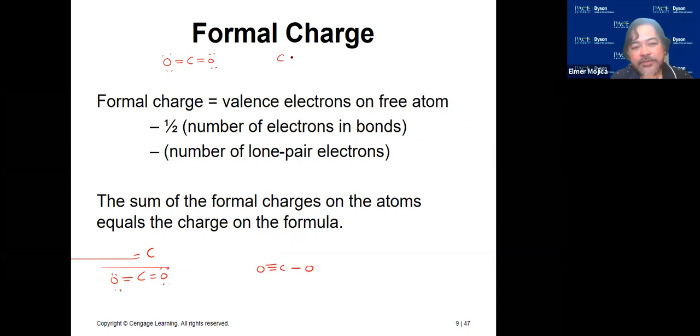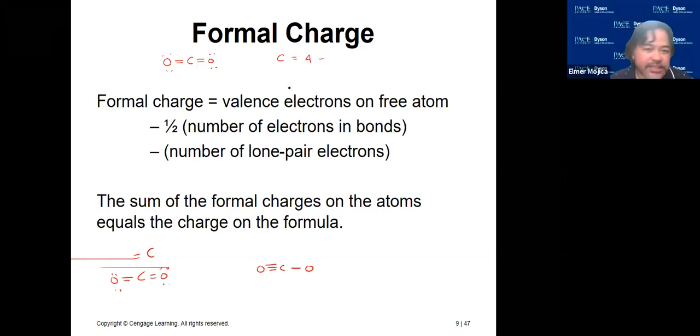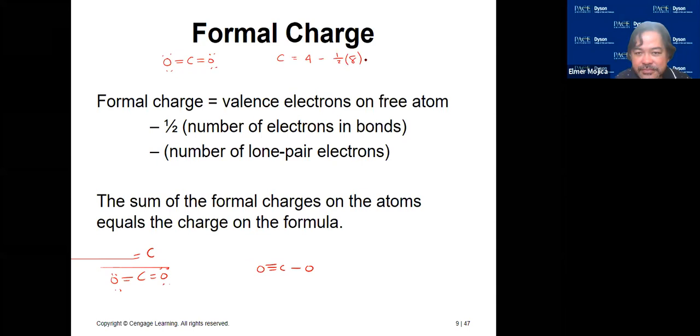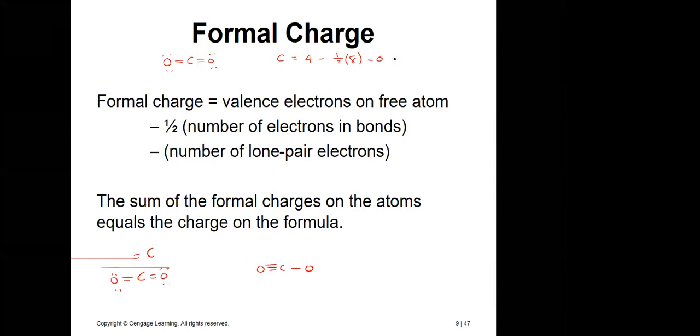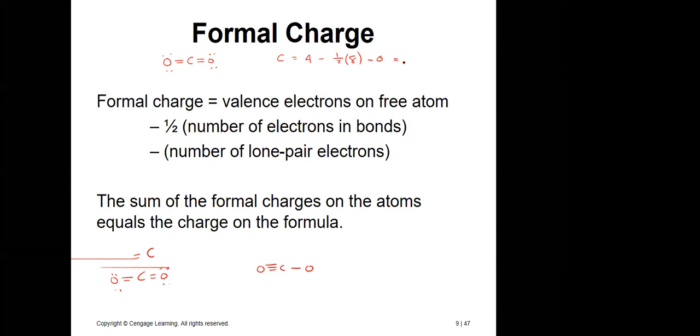What's the valence electron of carbon? Anyone? 4. Okay, so you have 4. And as you're going to see here, you have what? 4 bonding pairs. And the 4 bonding pairs are how many electrons? 8. Does carbon have any lone pairs? No. So what is the formal charge for this carbon? 0. So you put a 0 there.